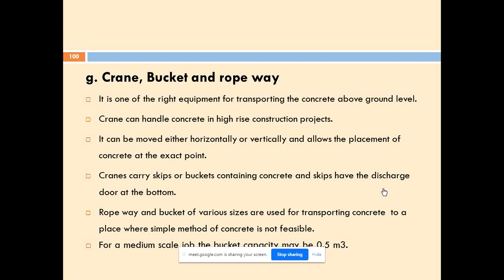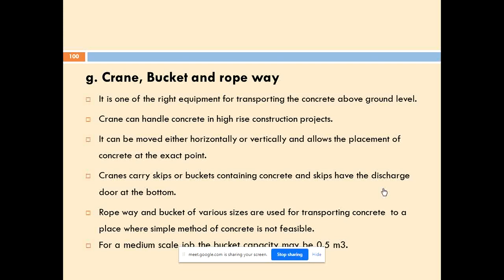So here, ropeway and bucket will be used, of various sizes, to transport the concrete, where a simple method like whatever we discussed in the previous type may not be feasible, for longer distances, either horizontally or vertically. In that way, this method will be quite efficient, and you will get a bucket and ropeway of various sizes which will be suitable for our work.